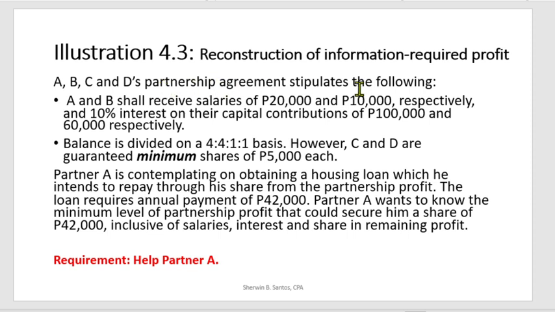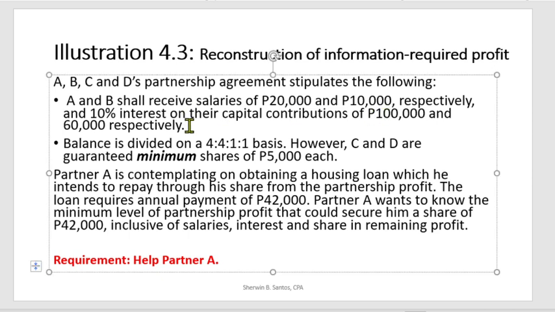Yung ABCD partnership agreement stipulates the following. A and B will receive salaries ng 20,000 and 10,000, 10% interest on their capital contributions of 100,000 and 60,000 respectively. Okay. Balance is divided on the 4,4,1,1 basis. Ano ibig sabihin ng 4,4,1,1 basis? Di ano lang yan, 4 plus 4, 8 plus 1, 9 plus 1, 10. So, anong ibig sabihin yan? O di, since 10 yan, o di 40%, 40%, 10%, 10%, ganun.